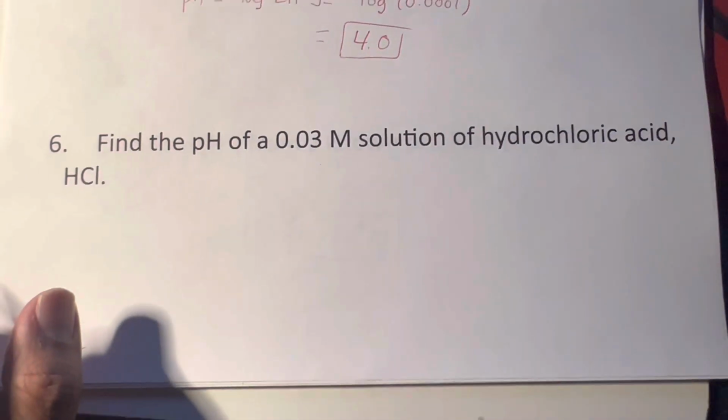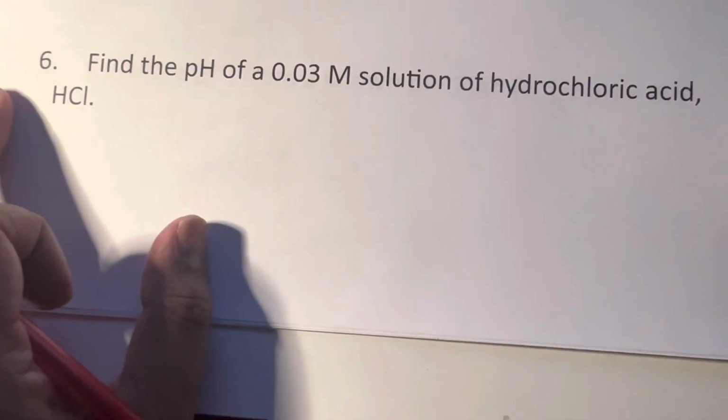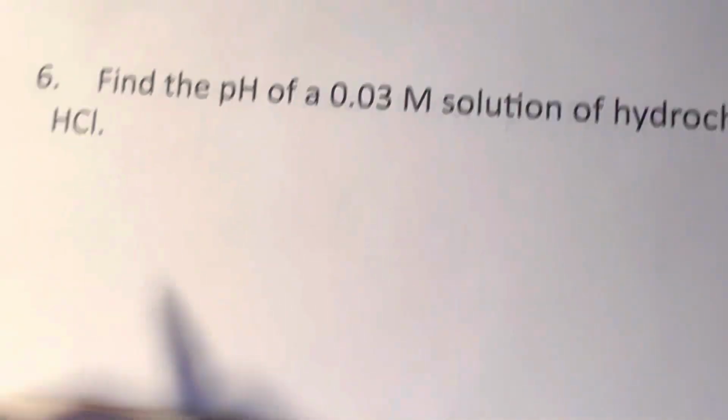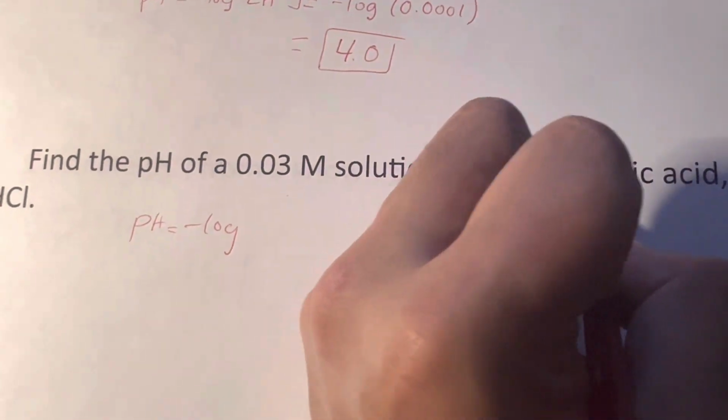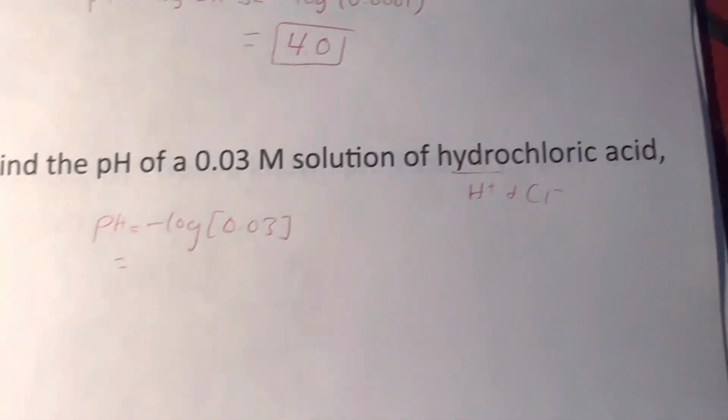Find the pH of 0.03 molar solution of hydrochloric acid. Same concept: pH is the negative log of the hydrogen ion concentration. This is hydrochloric acid, so I'm going to produce hydrogen ions and chloride ions. These are pretty straightforward. 0.03 goes in the bracket, so negative log of that. I have 1.5228 something, 1 sig fig, so 1.5 for my final answer.